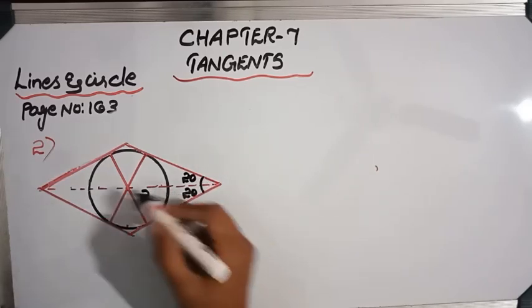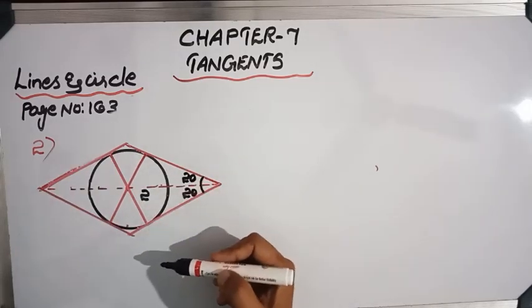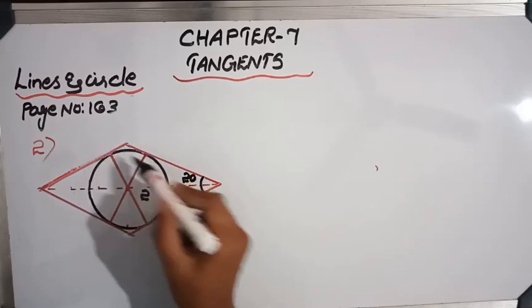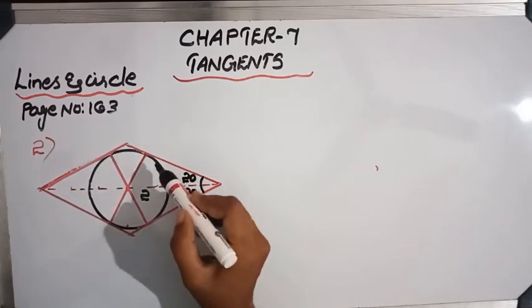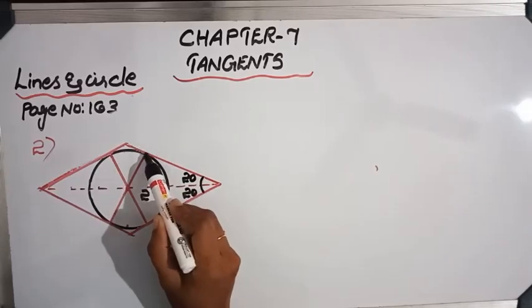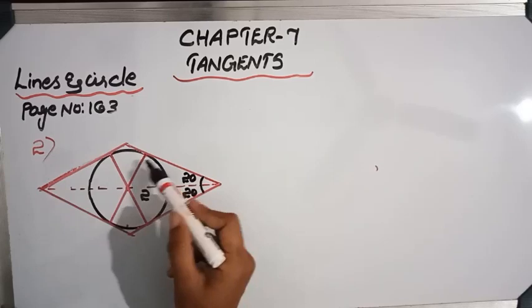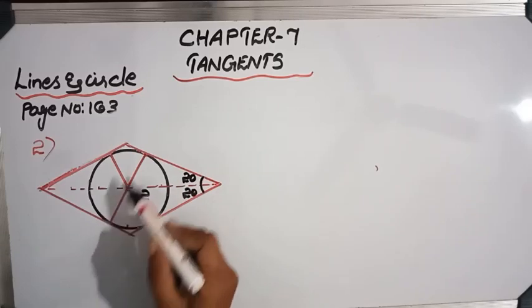Here all the sides of this rhombus are tangents because they touch the circle. That's why I drew two lines here. First one, this tangent touches the circle at this point. Now the second tangent, just the opposite side, touches the circle at this point. So we can join those two points like this.